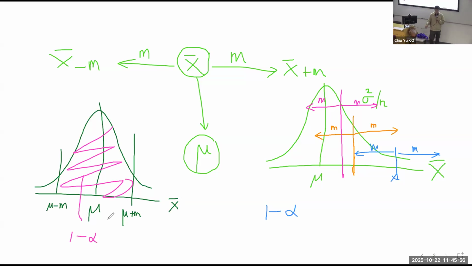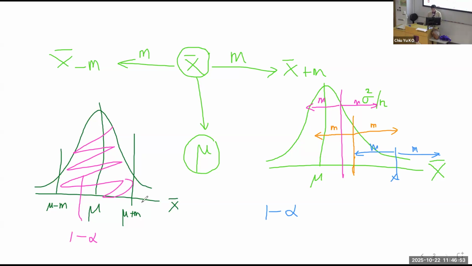Because if x bar going left and right by m is the same as x bar being within this region, then once it is within this region and you go left and right by m, of course it will include mu. So that's why we can just focus on mu plus minus m, and then we're done. Is that clear? You touch me is the same as I touch you. So whether x bar touches mu is the same as whether mu touches x bar. Same thing, you just reverse the idea here.